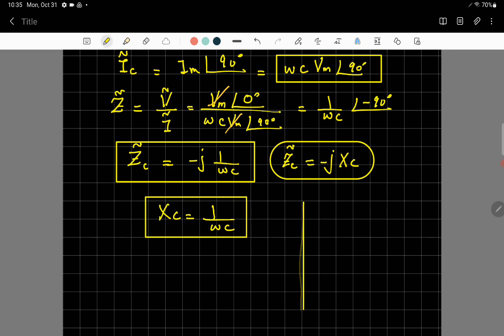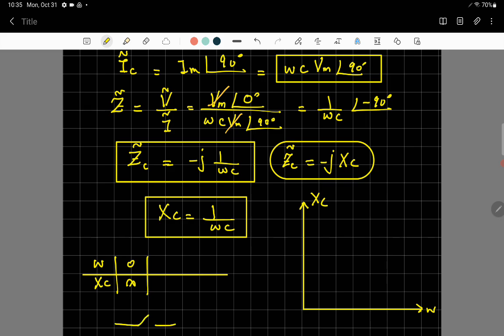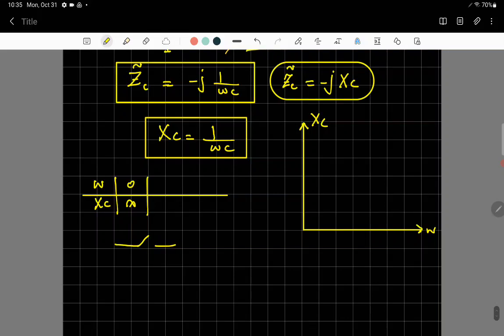So if you want to find the relationship between the frequency and the reactance of the capacitor, make a small, short table. That's omega and that's Xc. If it's 0, DC, you have 1 over 0, which will be infinity. What does infinity mean? Infinity ohm, like an open circuit. So the capacitor acts as an open circuit with DC, because the DC frequency is equal to 0.